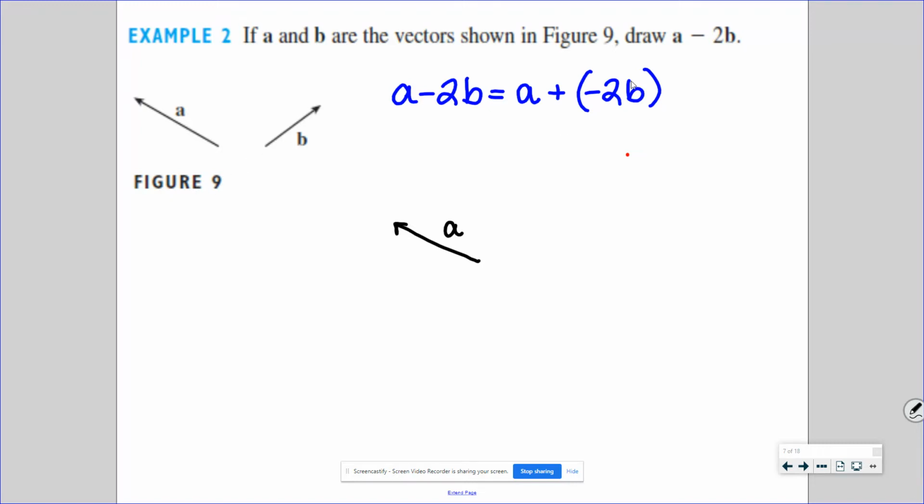So I'm going to try to do that from here. I want it to be twice the size. Maybe it'll look like that, and it's going to face the opposite direction. I went ahead and lined it up so that the beginning of this vector is at the end of vector a. And then we can make our difference vector. That means we go from the beginning of a all the way to the ending, and that would be a minus 2b. That would be the vector that represents a minus 2b.